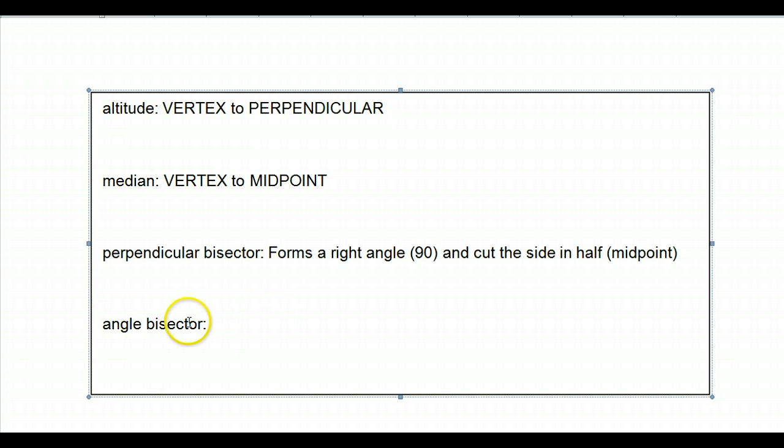Of course, an angle bisector, there's our word bisector again, meaning it's cutting something in half. What is it cutting in half? The angle. So it's a line or a ray or whatever that cuts the angle in half. Okay, basically it forms two congruent angles. So keep these definitions in your mind, and really you need to have them memorized.